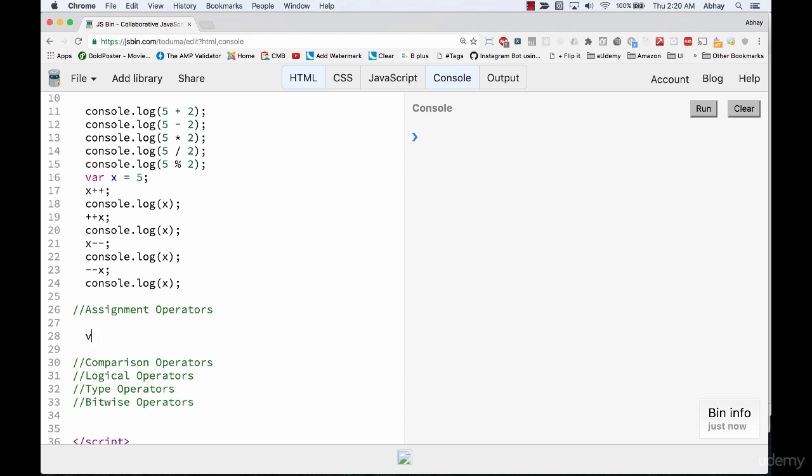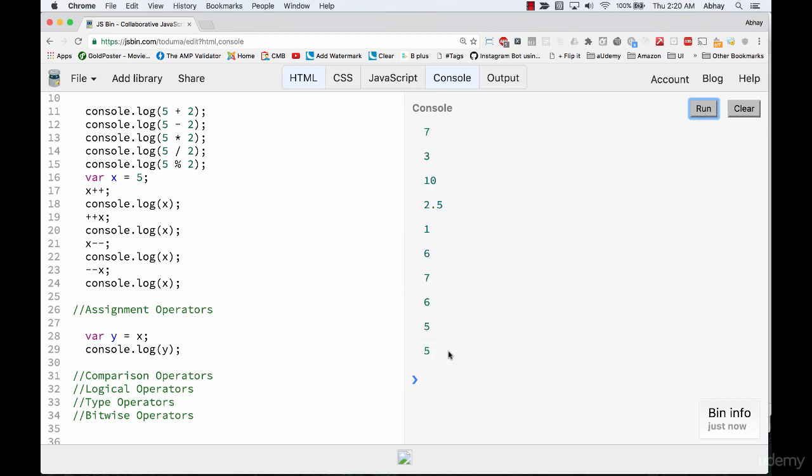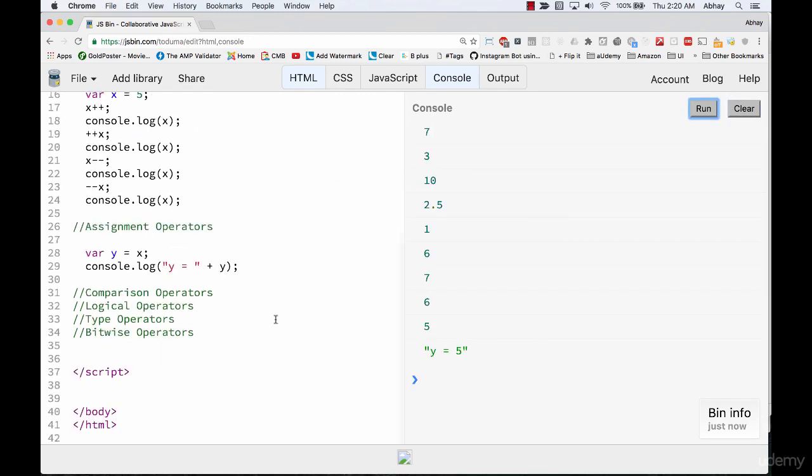Let's say we have a variable y which we want to make sure that it's equal to x. That's assignment operator number 1. And then let's just output y onto the screen and see what happens. If you see, the y value is printed onto the screen. Let me quickly type in y so that we know that this is y. You can see y is equal to 5. So that's the most basic example of an assignment operator.